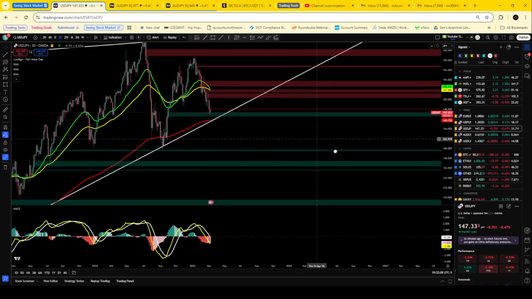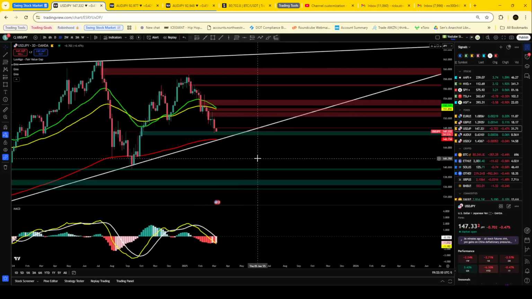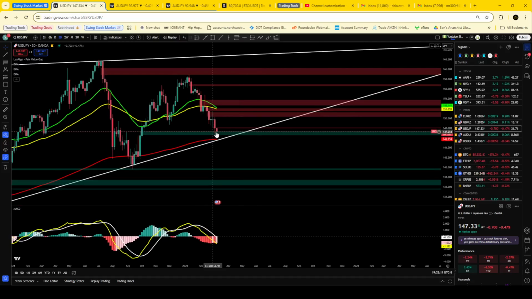Let's look at UJ. It's bouncing. Remember how I told you? Fair value gap. It touched it. Now it's coming back. The bullish fair value gap has not been touched yet. It finally got touched. Now down to the MACD.